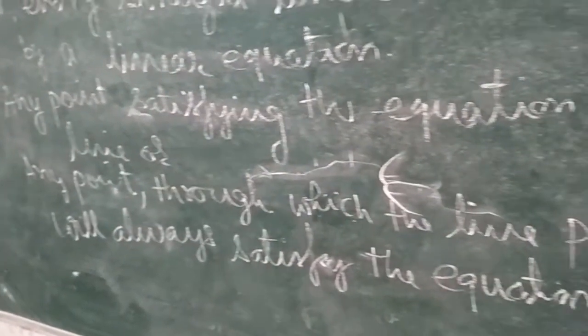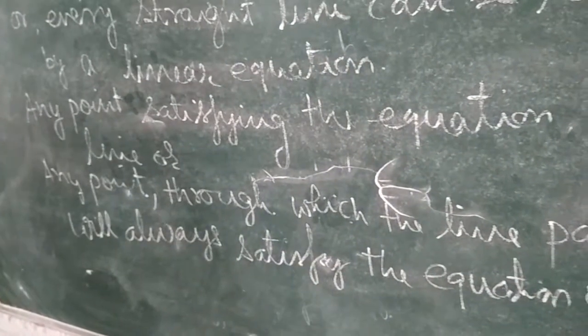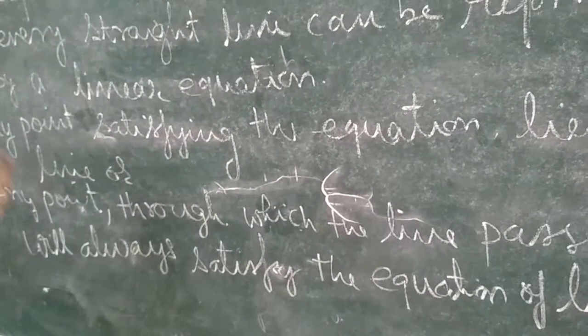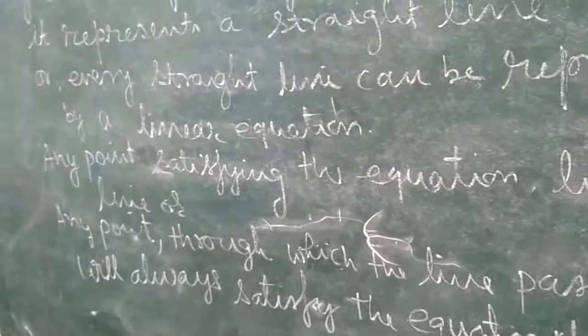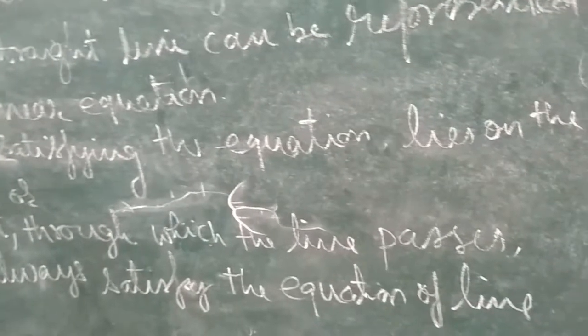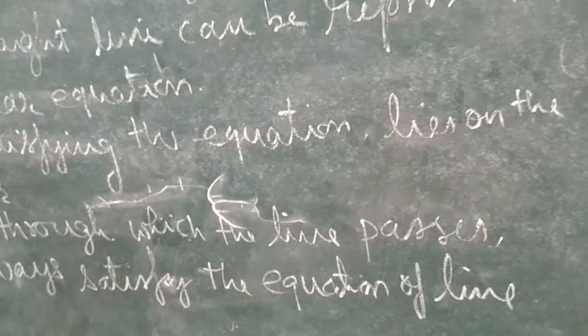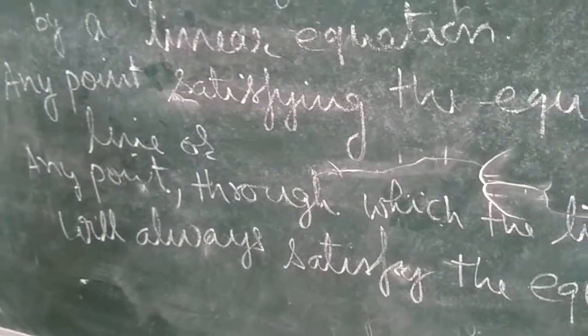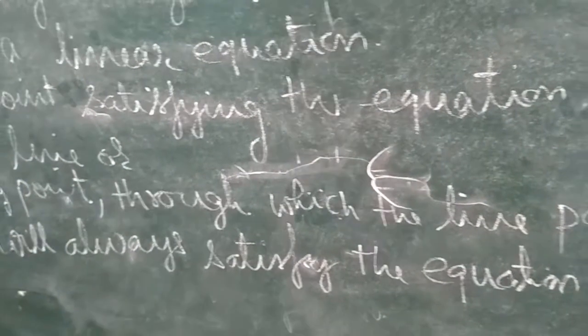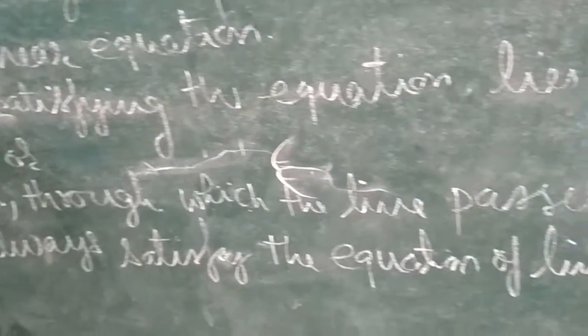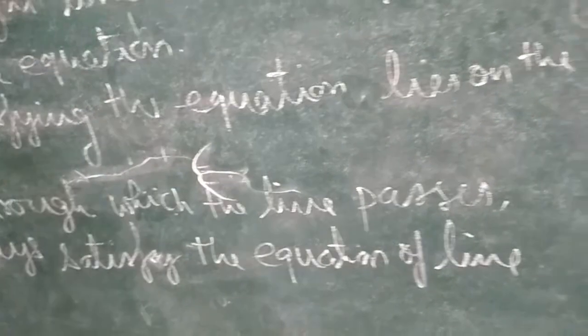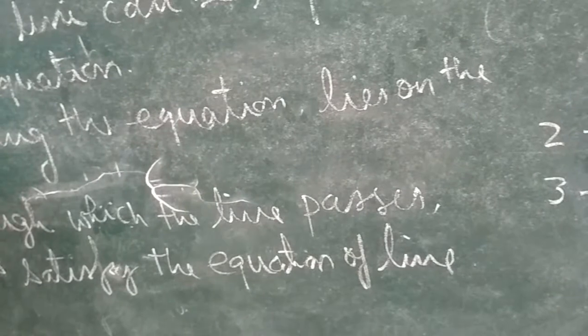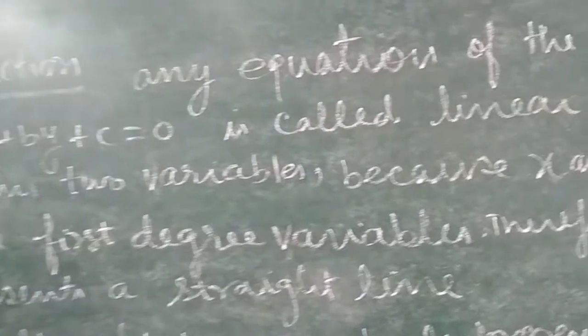Any point that satisfies the equation, what does it mean? Whatever value of the point is given, if you have the equation, you have to put those values in the equation, and it should satisfy the equation. Any point through which the line passes will always satisfy the equation of the line.